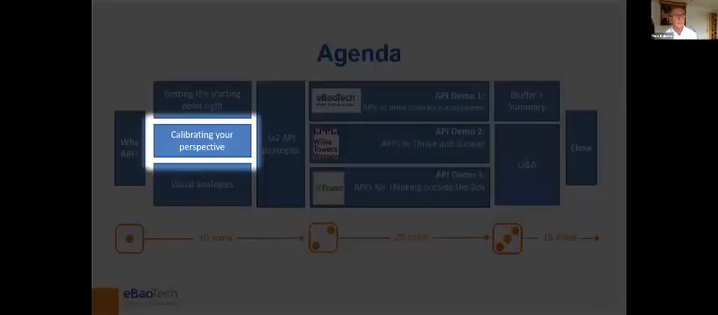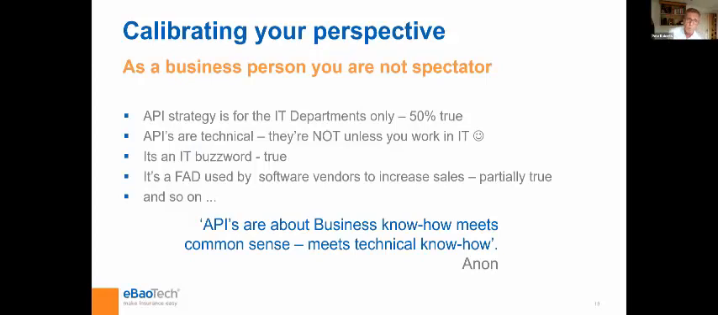Calibrating your perspective. What do we mean by this? What we mean is that a business person is not a spectator in this process. There's lots of misconceptions, as I said earlier, about APIs, that they're too technical, etc. They're listed here. I'm not going to read them all out. But the one we particularly disagree with is that an API strategy is for IT departments only.